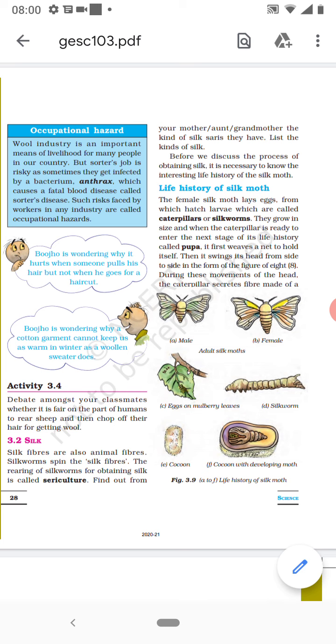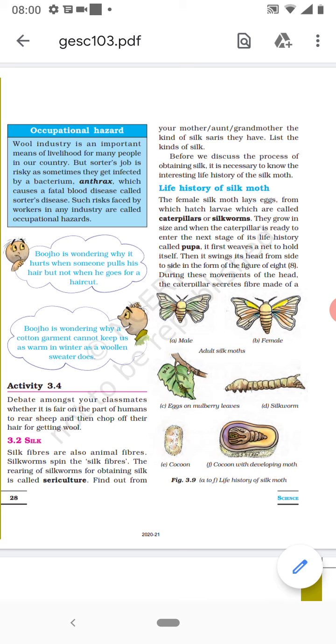The caterpillar weaves a net to hold itself. Then it swings its head from side to side in the form of a figure of 8. So, who weaves a net to hold itself? The caterpillar weaves a net to hold itself, and during these movements of the head, the caterpillar secretes fiber made up of a protein which hardens on exposure to air and becomes silk fiber.